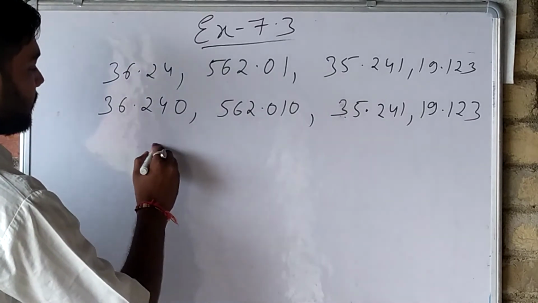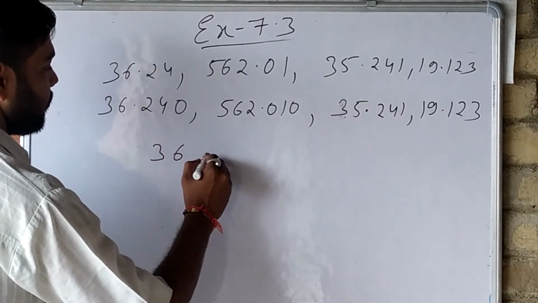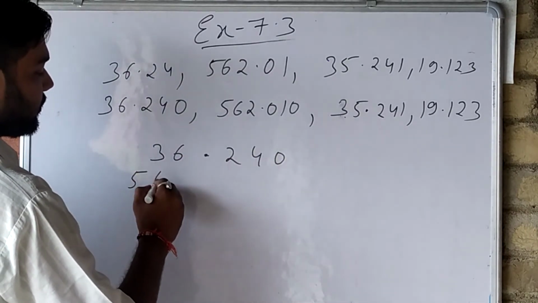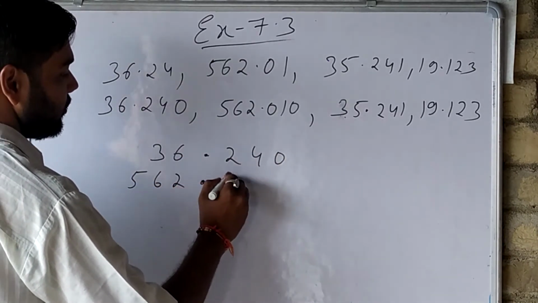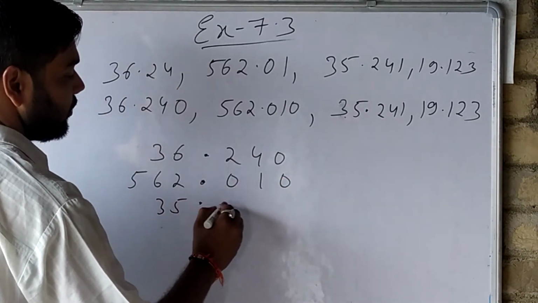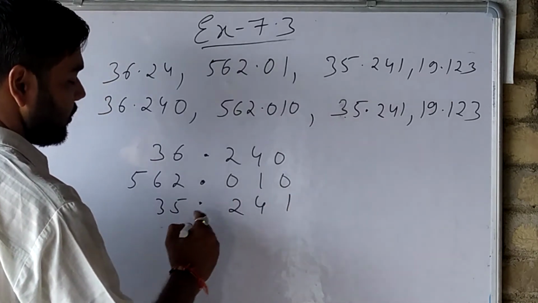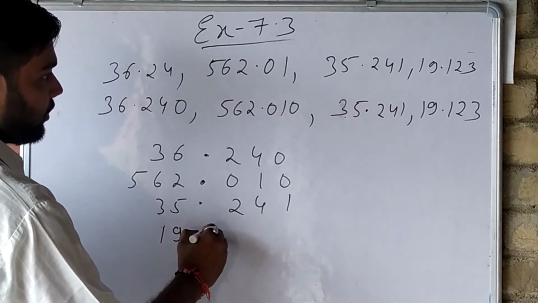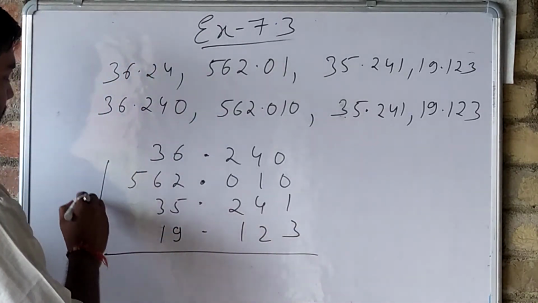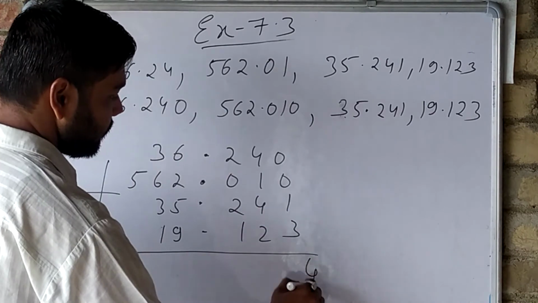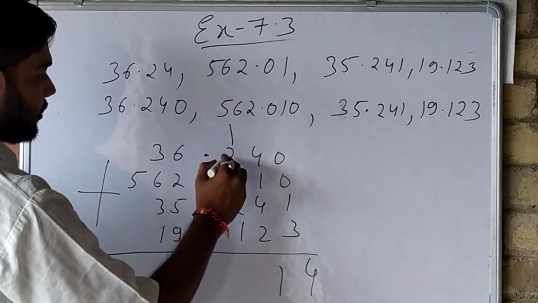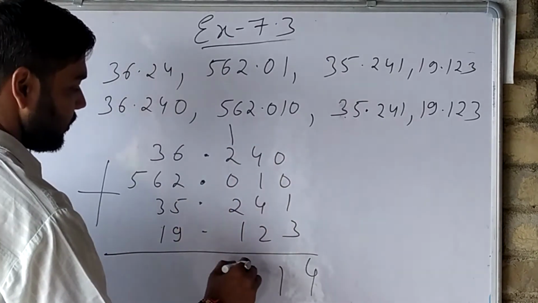Now we will add. 36.240, 562.010, 35.241, 19.123. We will add. So see here, 3 plus 1, 4, 4 plus 4, 8, 1, 9, 10, 11. 2 plus 2, 4, 1, 5, 1, 6.